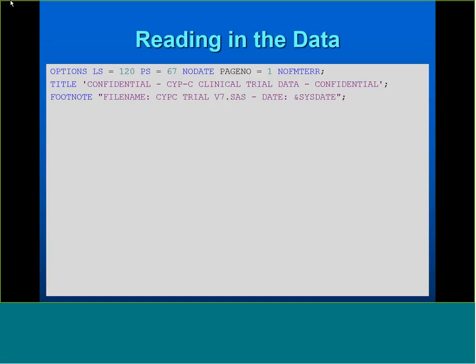So that's why I suppressed it at the top of every page when I said no date in the options line, because I was already going to add it to the footnote, because that's where my preference is to see it. So I generally start all of my SAS programs by putting this information at the top. It tells me what the information is that I'm analyzing, and then at the bottom it tells me the actual file name that I'm using and the date that it was run, so that if I have output, I know how I may be able to go back and recreate it, for example.